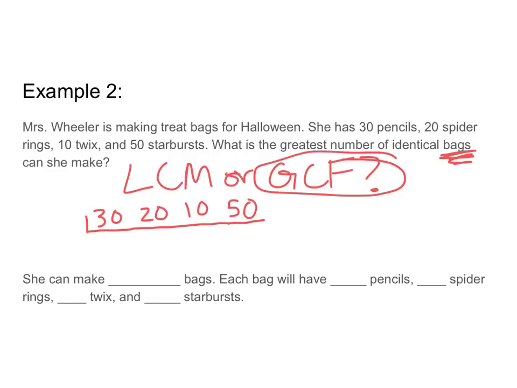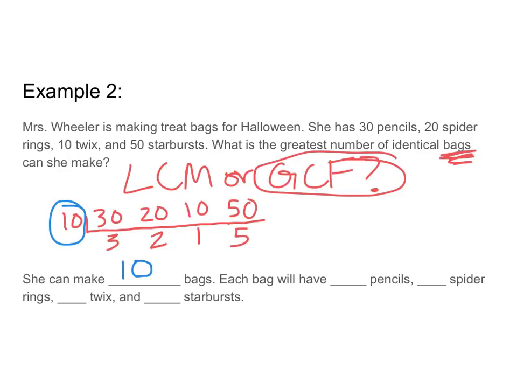So what I see is 10. And 30 divided by 10 gives us 3. 20 divided by 10 gives us 2. 10 divided by 10 gives us 1. And 50 divided by 10 gives us 5. I look for any other common multiples, but I don't see them. Since this problem is asking me for GCF, that means that all I need is this first number, because that's the side we use for GCF. So she can make 10 bags.